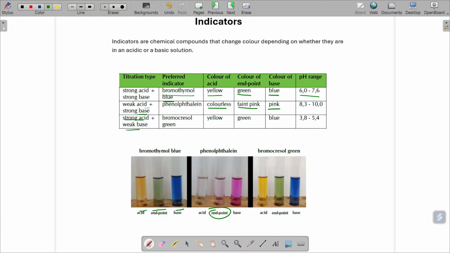Finally, if we have a strong acid and a weak base, we expect that the final pH will be less than 7. So we need an indicator that changes color at a pH of less than 7. And an example of this kind of indicator is bromocresol green. Bromocresol green is yellow in an acid, as seen here. It is blue in a base, as seen here, and therefore, at its equivalence point, it will be green, as shown here. And the pH range for this is between 3.8 and 5.4. So knowing which indicator to use depending on the kind of reaction we have is very important. Thank you very much.